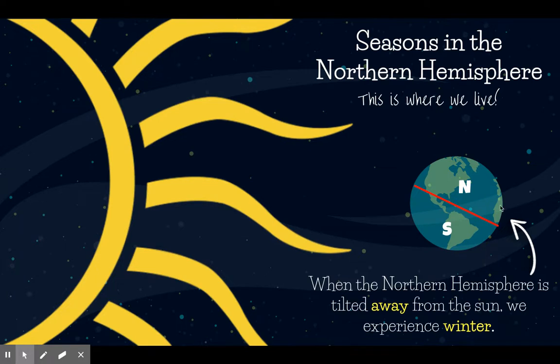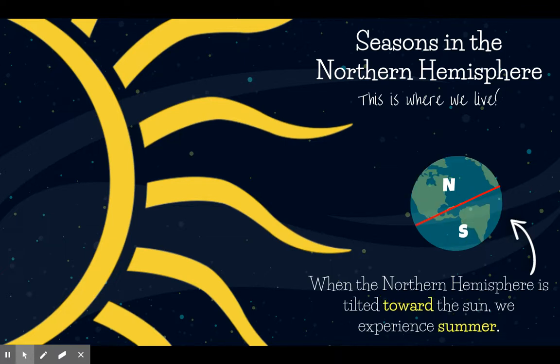So here we can see that the northern hemisphere is tilted away from the sun. So we are currently experiencing winter in the northern hemisphere. The southern hemisphere is tilted closer to the sun, getting more direct light, and so they are experiencing summer. So this is what it looks like when the northern hemisphere is tilted back towards the sun, getting more direct light and more heat. When the northern hemisphere is tilted towards the sun, that's our summertime.